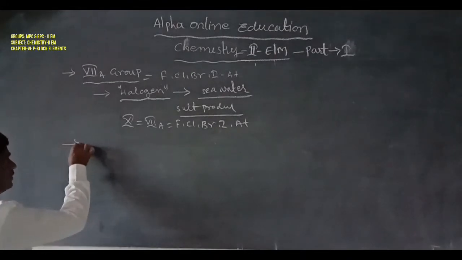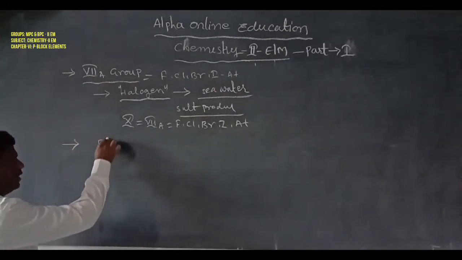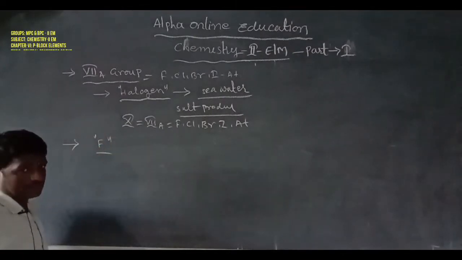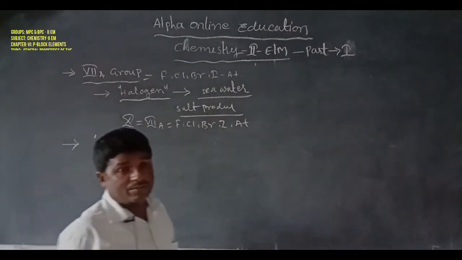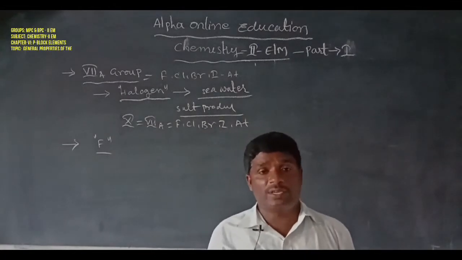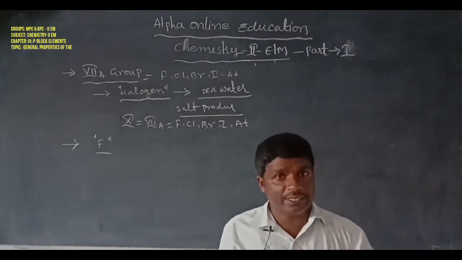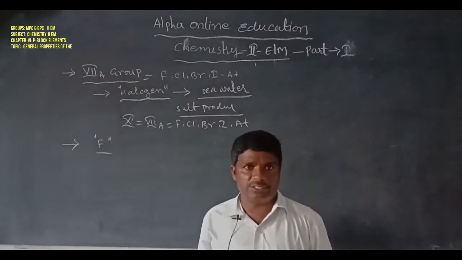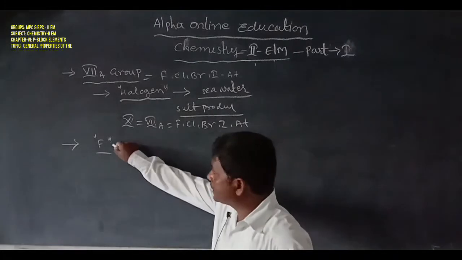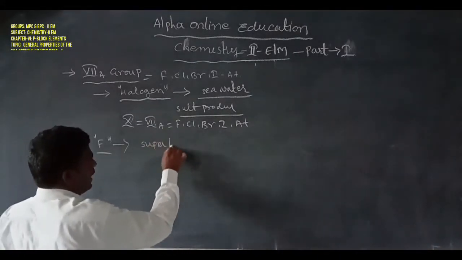Next, another one. In the 7th A group elements, fluorine is the most reactive element. The first element of the group is fluorine. Fluorine reacts with all elements in the periodic table, so it is also called a super halogen.